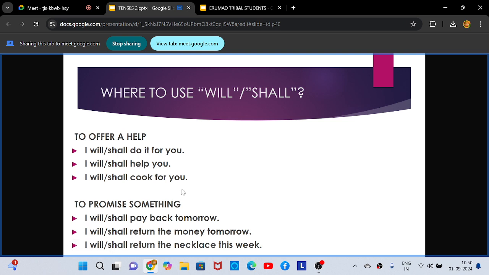Lakshana, you can read the examples. I will or shall pay back tomorrow. I will or shall return the money tomorrow. I will or shall return the necklace this week.